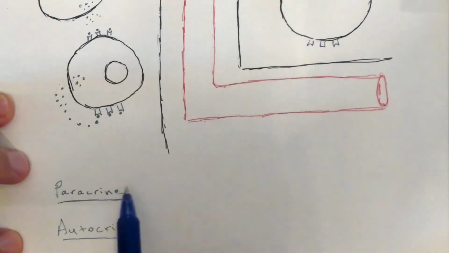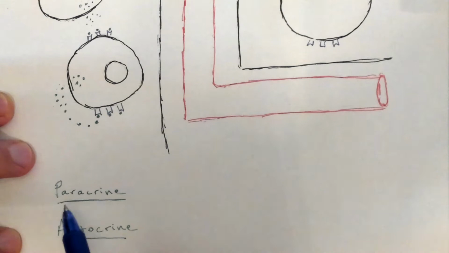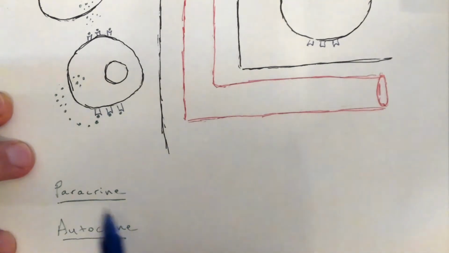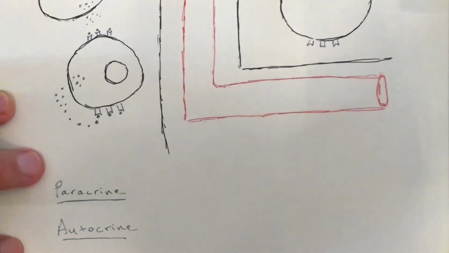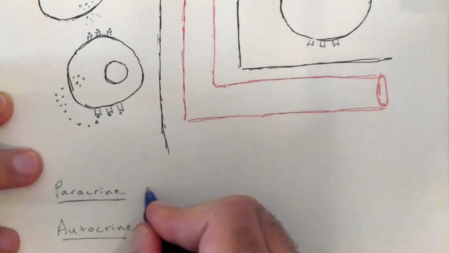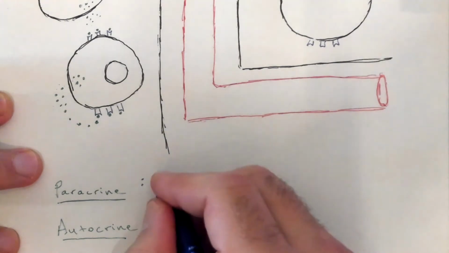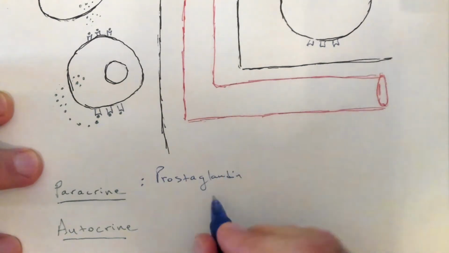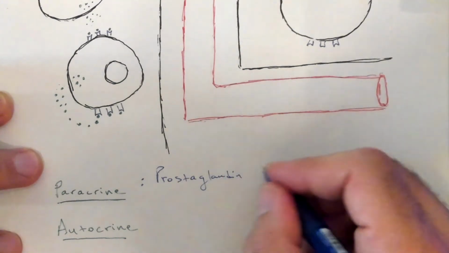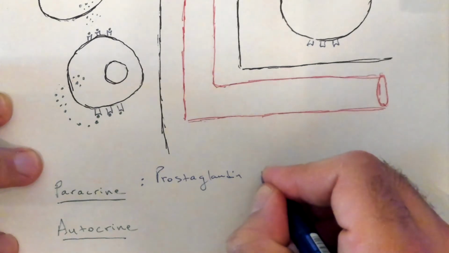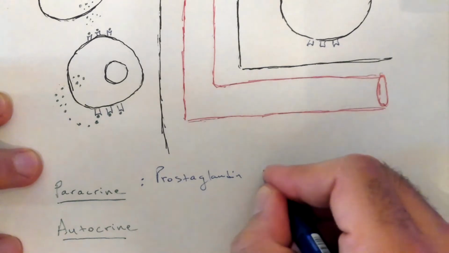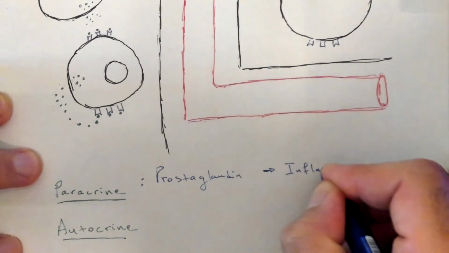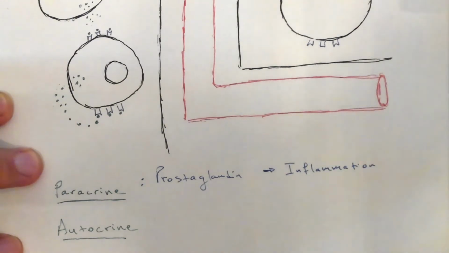Let's think about what some examples could be for these two types of hormones. So in both cases, the immune system uses both of these types and is probably the most famous place where you would find these two types of hormones. So for the paracrines, I'm going to give you an example known as the prostaglandin, right? And in this case, prostaglandins are found in many places for different reasons, but here we're going to think about them as chemicals that are going to cause inflammation, right? Hormones that cause inflammation.